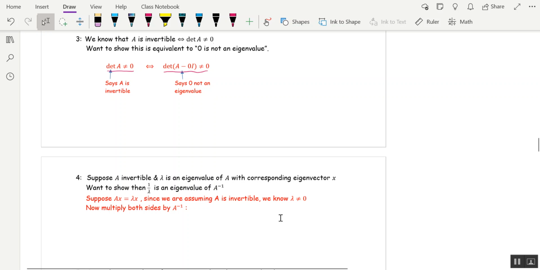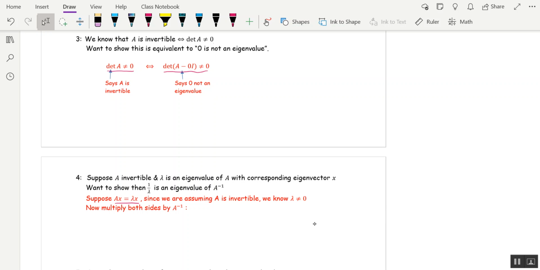Next, we want to show that if A is invertible with eigenvalue lambda, then 1 over lambda is an eigenvalue for A inverse. So let's start with the fact that we have, if lambda is an eigenvalue for A, then Ax equals lambda x for some non-zero x. Furthermore, since A is invertible, we know that lambda is not equal to 0. You might say, how do we know that? We know that from property 3. 0 is not an eigenvalue.